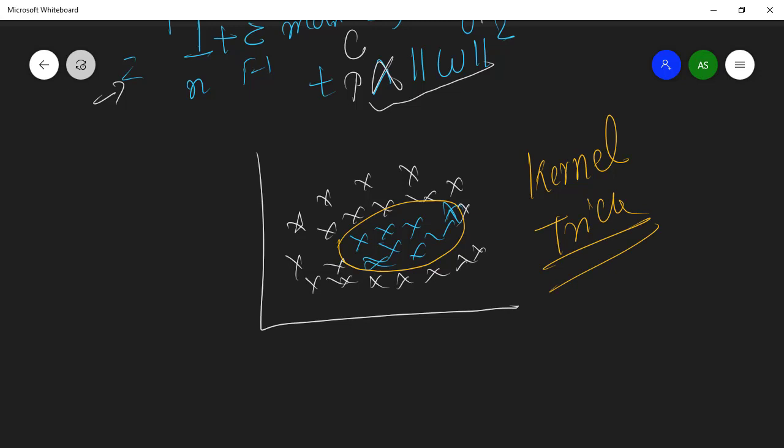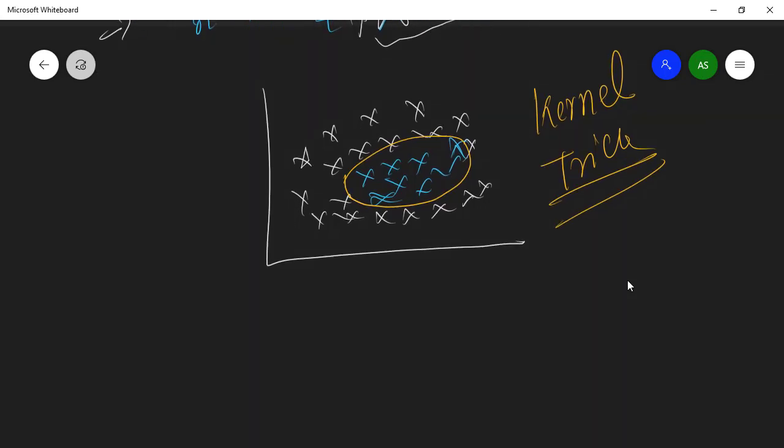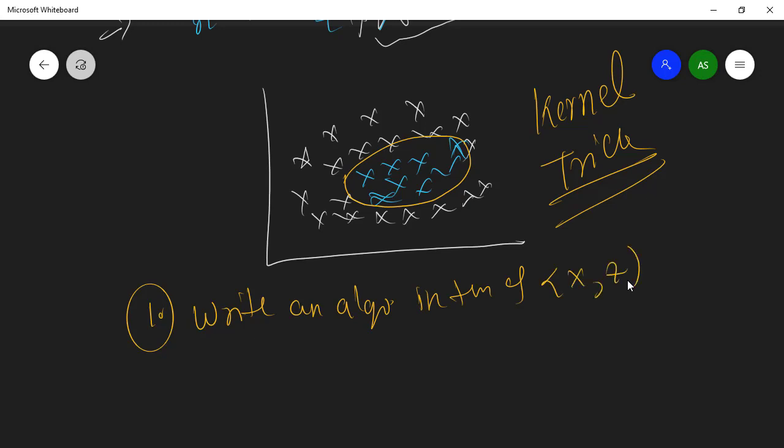So what do we do in the kernel trick? Let me write an algorithm. You write an algorithm in terms of the inner product of x and z, and these x and z are two data points.